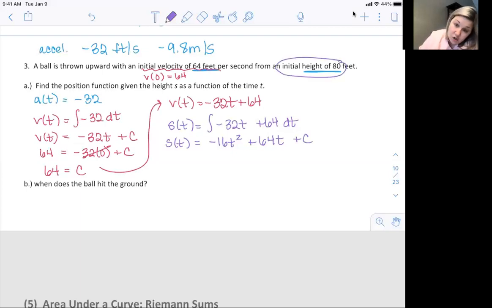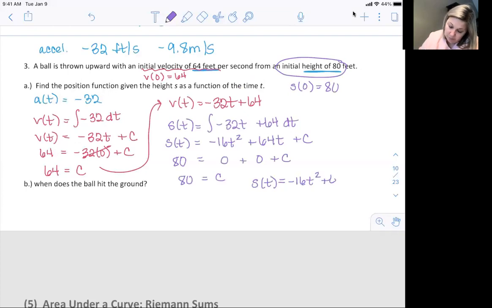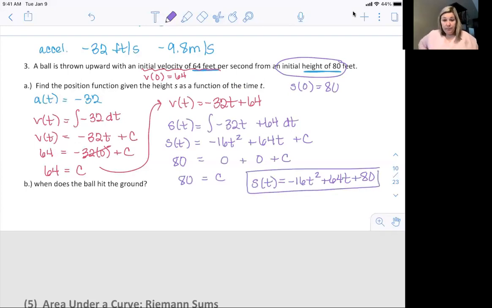Now we can use our initial position, which was given, which tells us that S of 0 equals 80. We plug in 80 and we plug in 0. That's going to be 0 plus 0 plus c, so c is 80. Our position function, which is what we were trying to find, is S of t equal to negative 16t squared plus 64t plus 80. And that is our final answer.